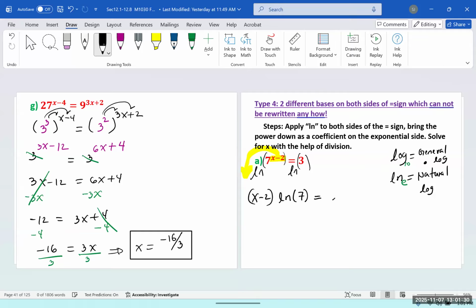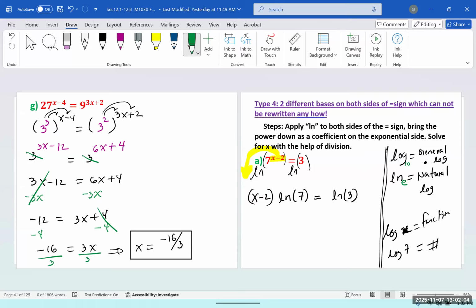On the other side, there is no power, so we get simple ln of 3. Now, ln of 3 is a number. Log and ln are functions. So if you have log x, this is a function. But if you have log 7, it's a number. When you have a variable, it's a function, and when you have a number, it's just a number. It's not a function anymore. So what it does is it brings the power down, and then we use algebra. There is no more exponential function here. It's a simple algebra equation.